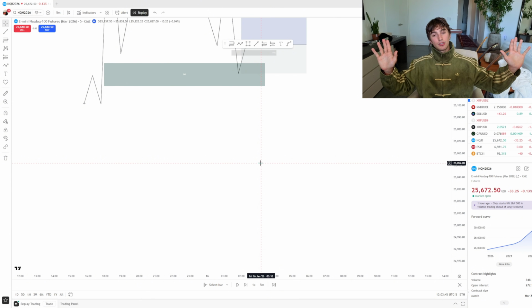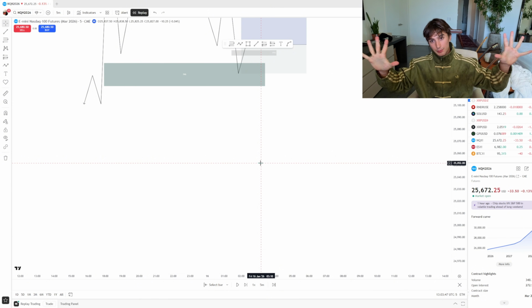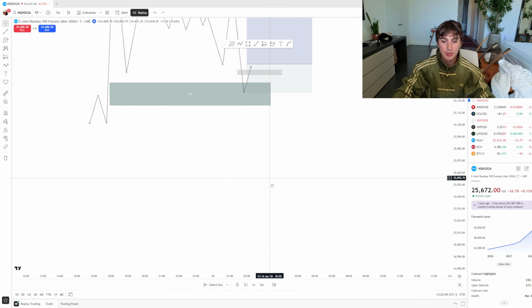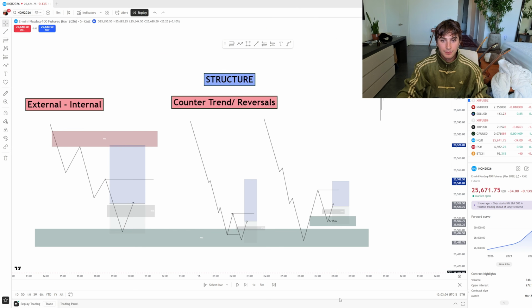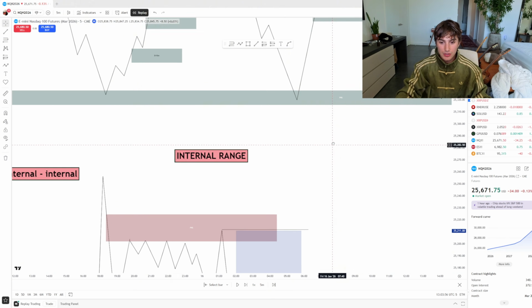So what are the two that I mentioned? Accumulation periods and lack of fair value gaps. So that's pretty much everything for structure. Now I'm going to go into real examples.